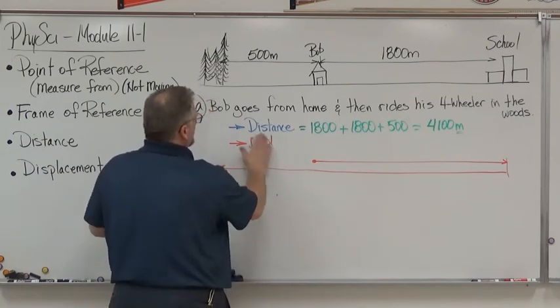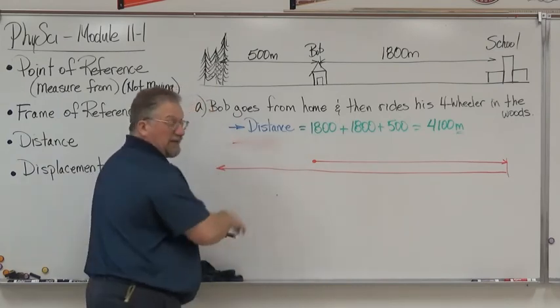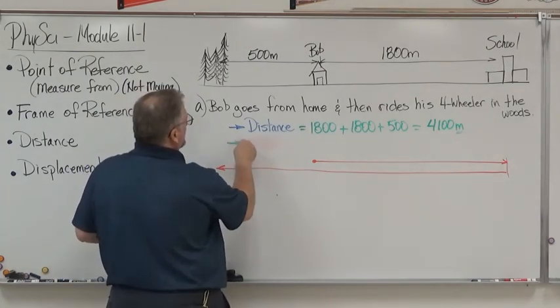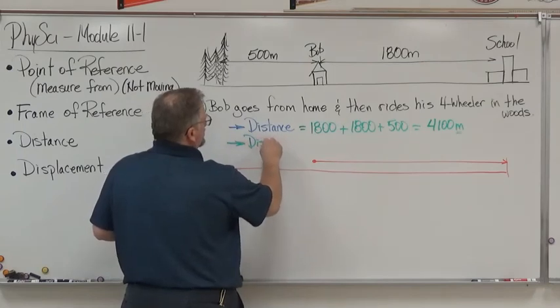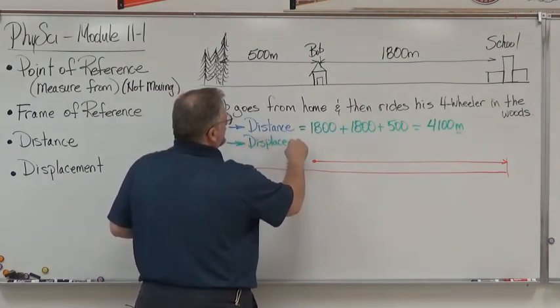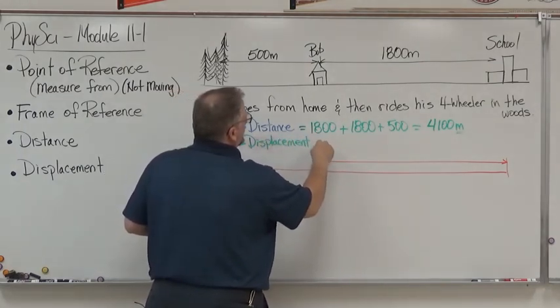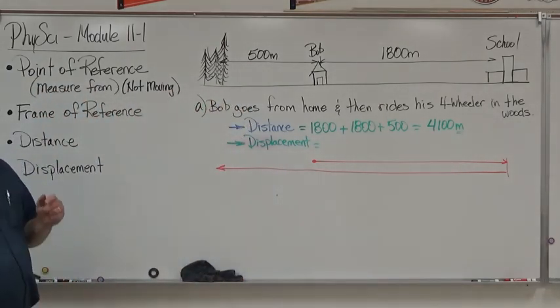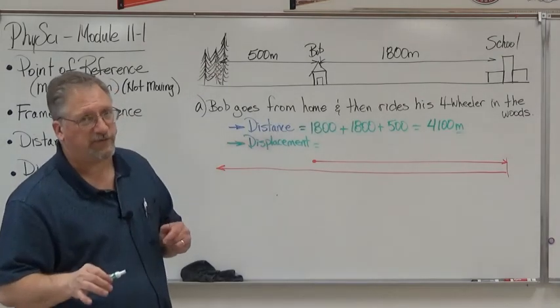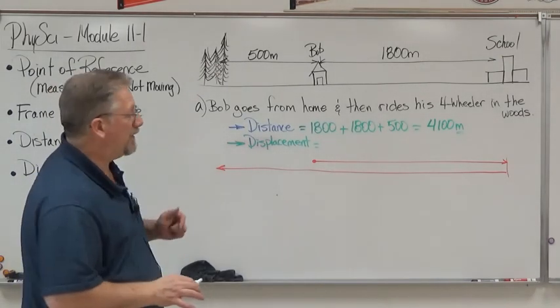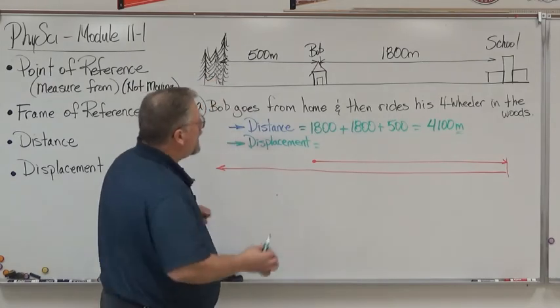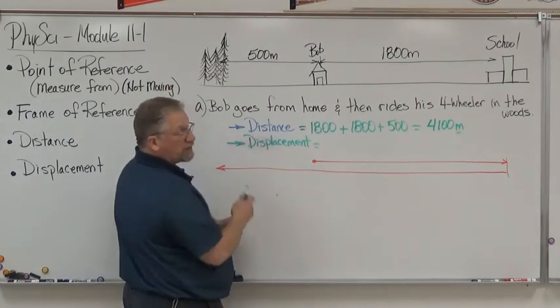I should really use a different color. So I already drew the path in red, so let's do something else. Displacement. What is Bob's displacement? Remember, there's only two things that displacement is actually interested in, not Bob. The only thing Bob's probably interested in is goofing around in the woods, or his girlfriend, probably, really. All right. But displacement only cares about two things.